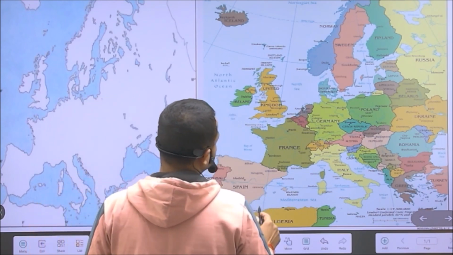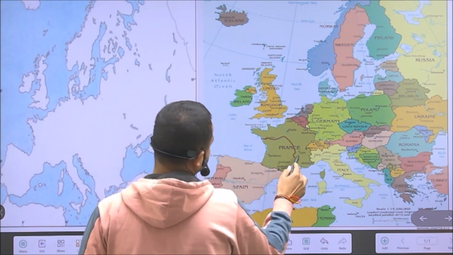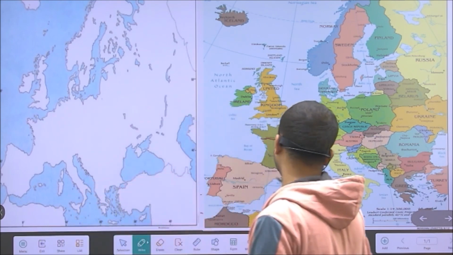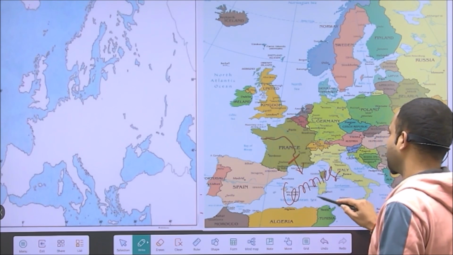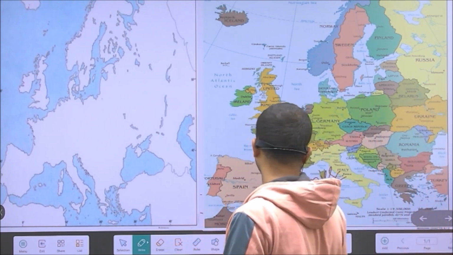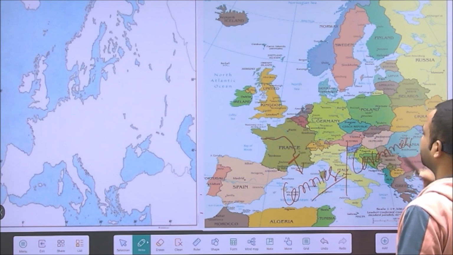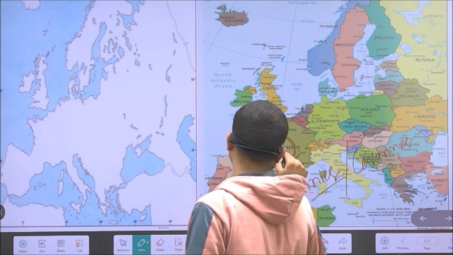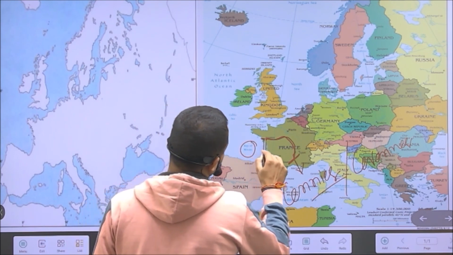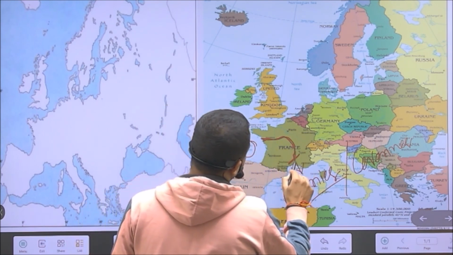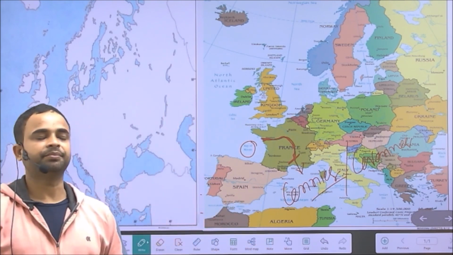Now I will discuss the Loire river. The Loire river basically originates from the Cevennes mountain. From the Cevennes mountain, the Loire river originates and lies on the Bay of Biscay near Nantes. And Nantes is basically the most important city of France for paper industries.